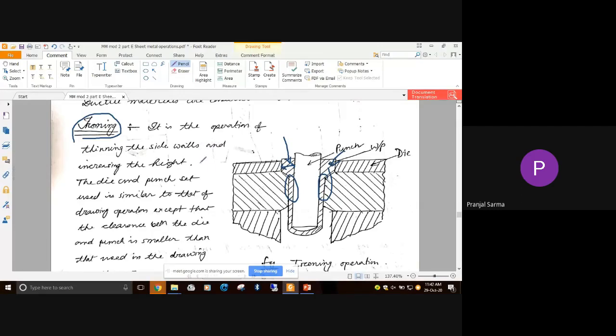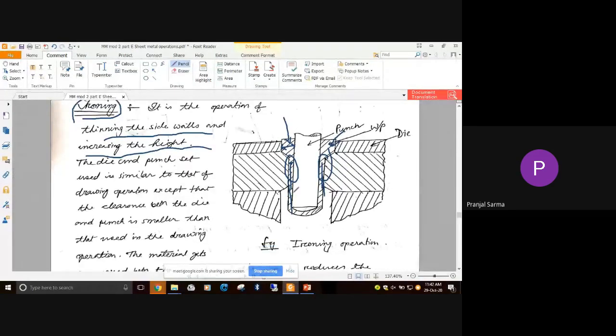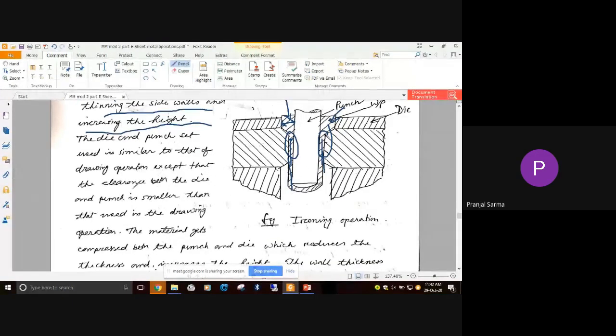So basically in the ironing process, it is the operation of thinning the side walls, and in that process the height gets increased. So the thinning happens here, and the height also will increase. Once again here we have to go for a die and punch set. It's somewhat similar to the drawing operation, but the clearance between the die and the punch is smaller than that used in the drawing operation. This smaller clearance facilitates thinning of the wall, in between the walls of the die and the punch.